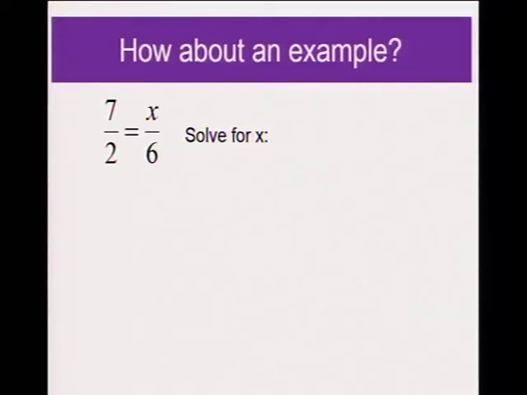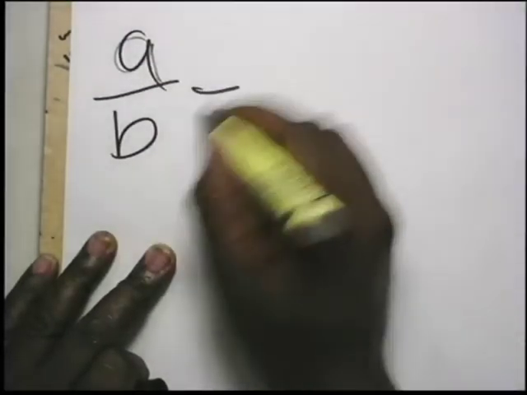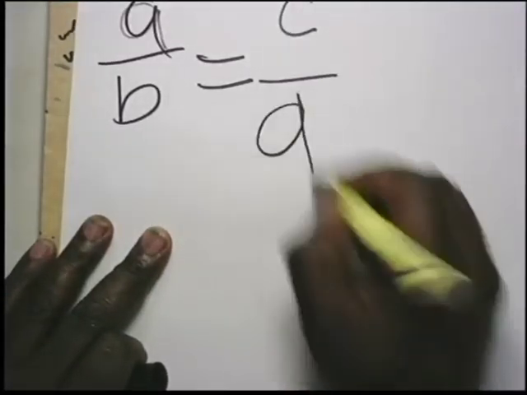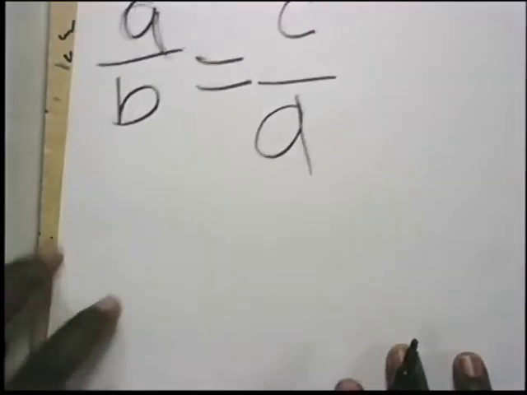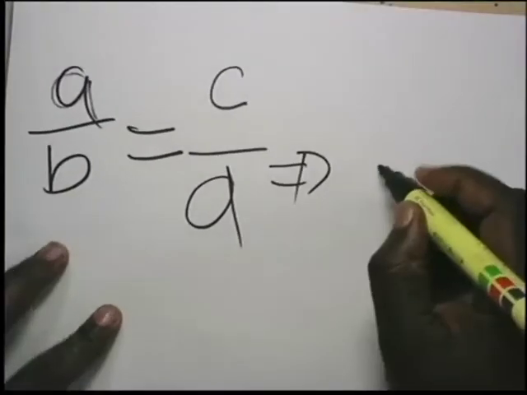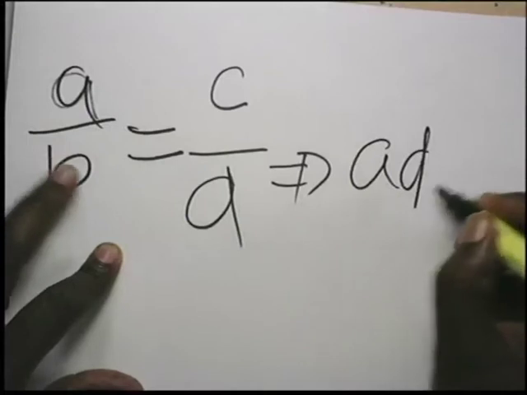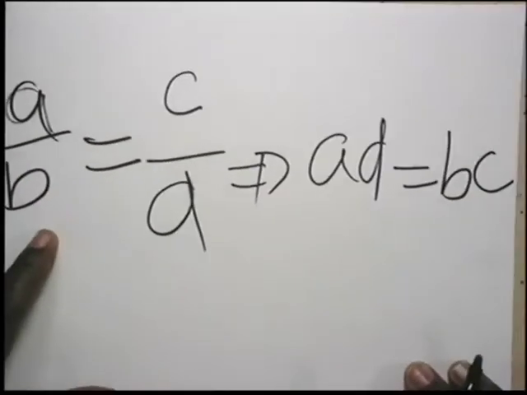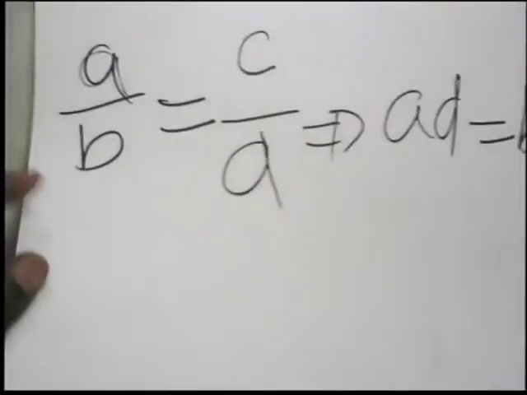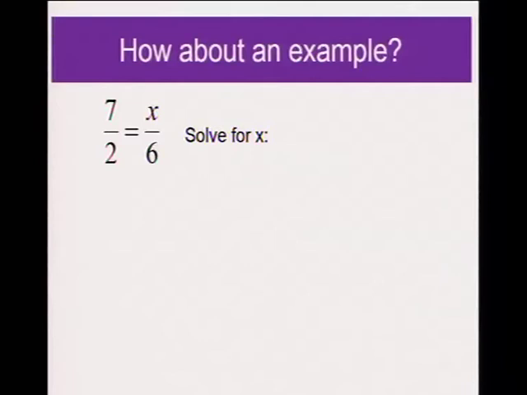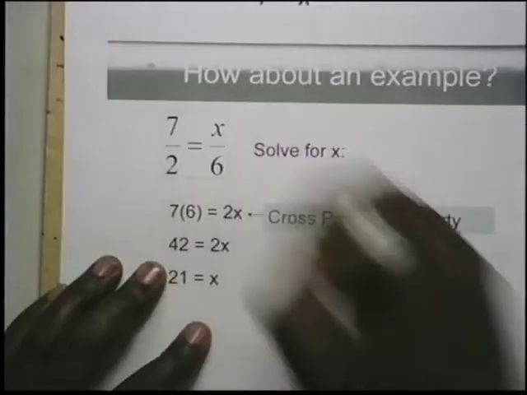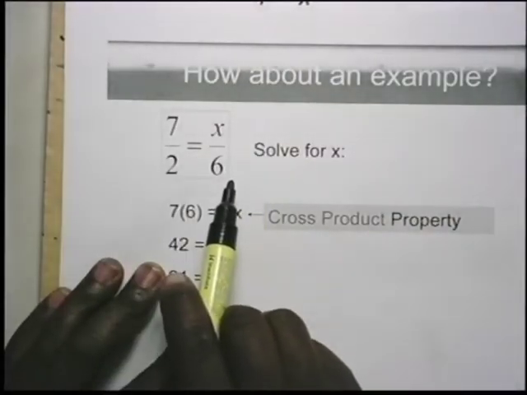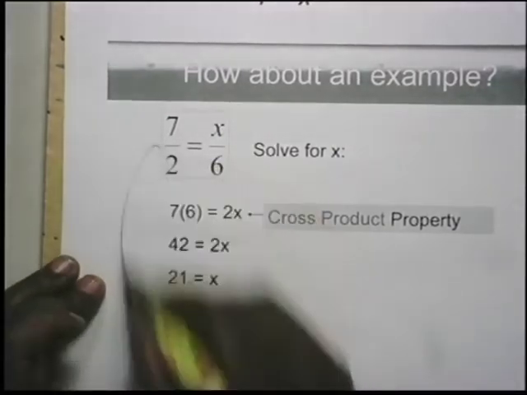Don't forget our rule: a divided by b is equals to c divided by d. And we said the equation can be extended to read ad is equals to bc. So in the problem that we are given there, we can still do the same. How do we do it? Let me put it there. What we see on the slide, we can simply cross multiply as well. This 7, we multiply it by 6. And what do we get after that? I'll put it here.